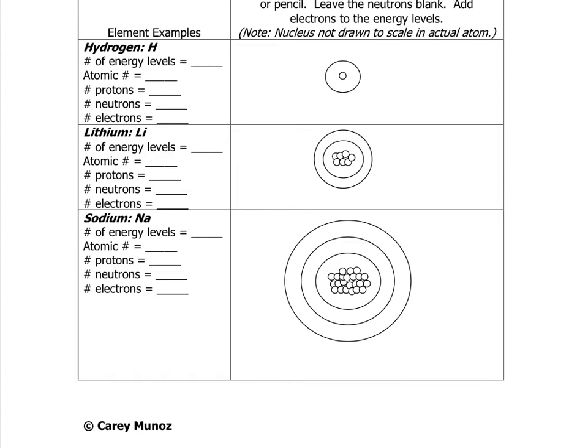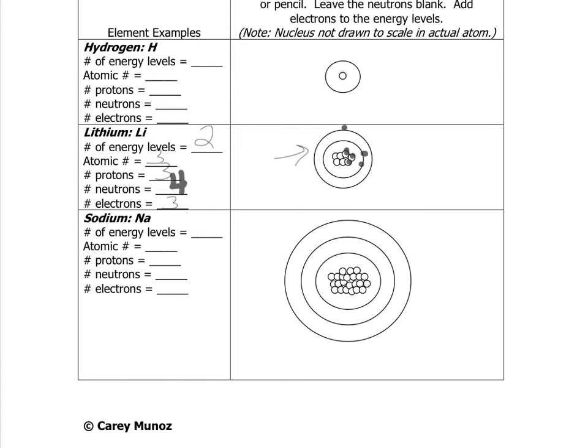Now we're looking at lithium. Since there are 2 rings, we're going to say that there are 2 energy levels in lithium. Looking at our periodic table, we find out its atomic number is 3, which also means it has 3 protons, also has 3 electrons. If I were to color in 3 of my dots, 3 of my protons here, it's hard to get exactly on there, I will see that I have 4 neutrons left. So now we're going to draw our electrons. We said we would add 2 to the first ring, and then my third goes on the second ring.